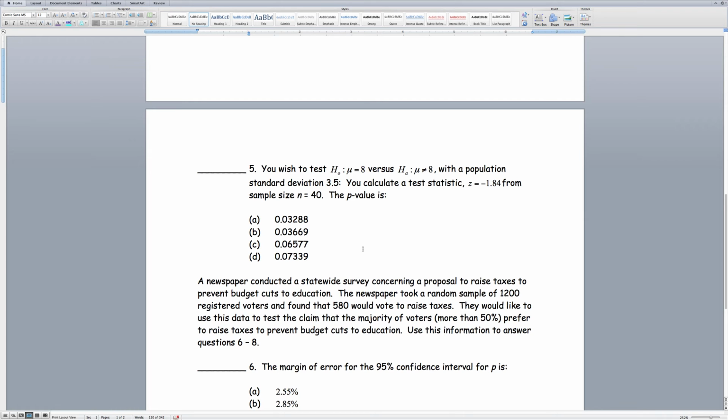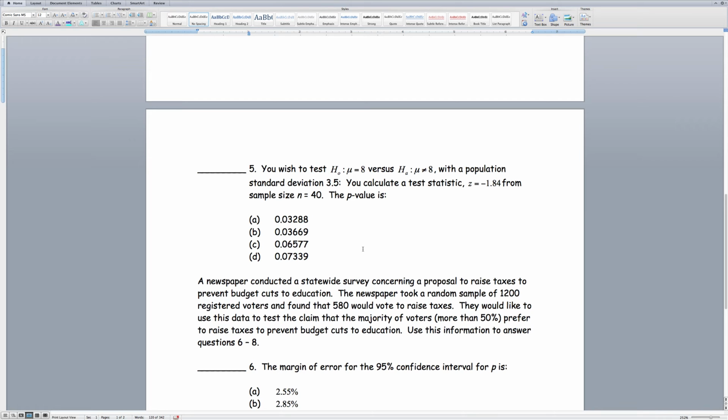All right, gang, let's go on to number 5. So what I'm going to do is get the problem ready. So I'm going to write this on the iPad so when we get over there. So essentially we have the same thing. We're testing mean is equal to 8 versus mean not equal to 8.